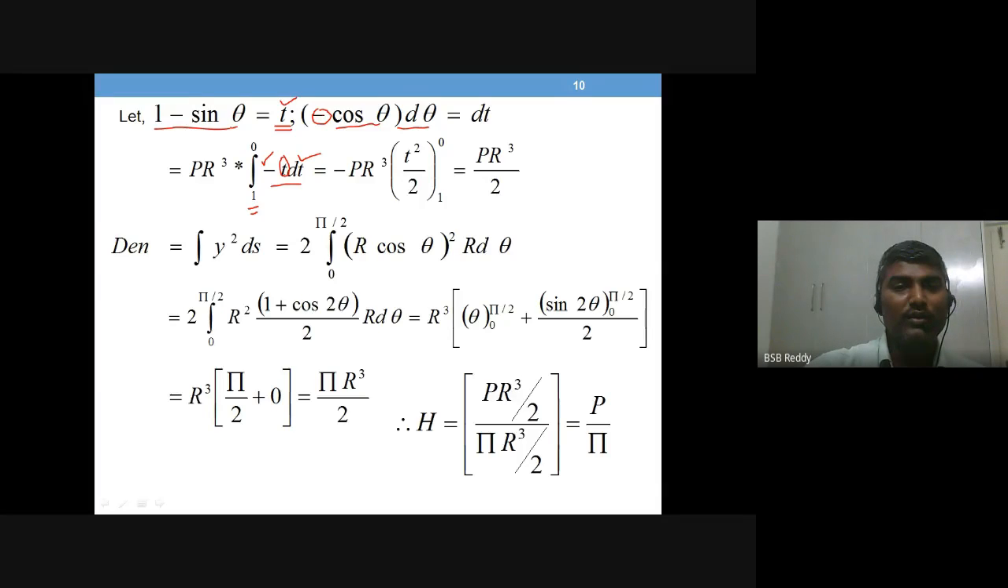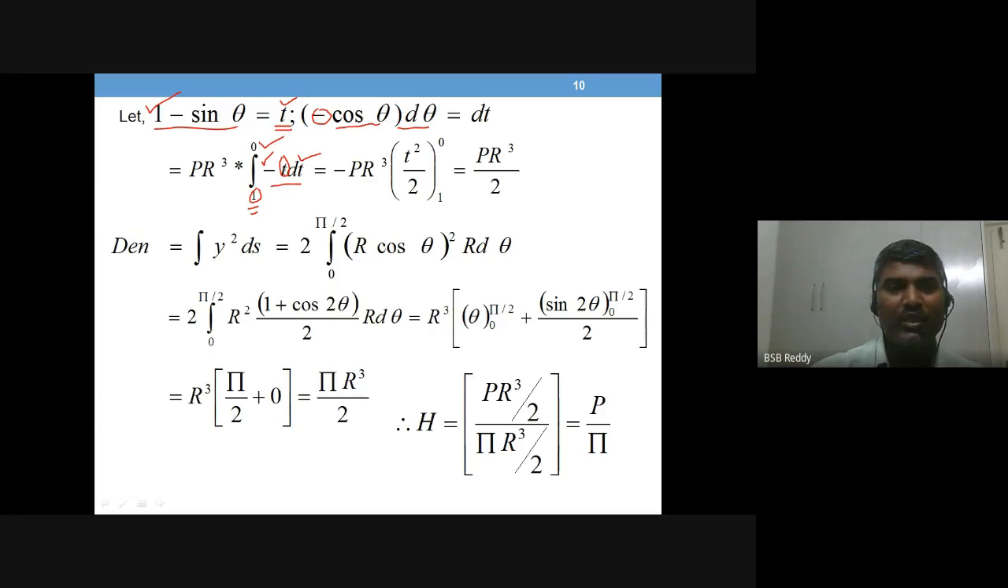Right? Now your limits earlier were 0 to pi by 2. Now what happens? You substitute for theta in this equation. So if theta is 0, sine 0 is 0, t will become 1. So the lower limit, earlier it was 0 when you were using theta. Now the integration has come in terms of t. So t is equal to 1 when theta is equal to 0. And when theta is equal to pi by 2, sine 90 is 1, so 1 minus 1 is 0. So t will become 0. So the integration limits will become 1 to 0, not from 0 to pi by 2.